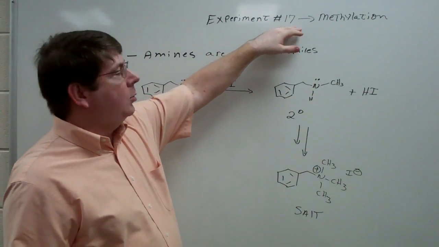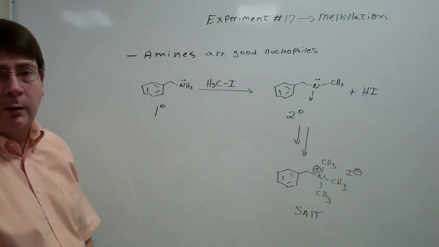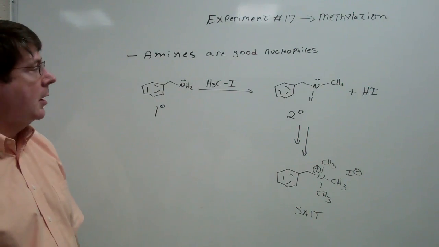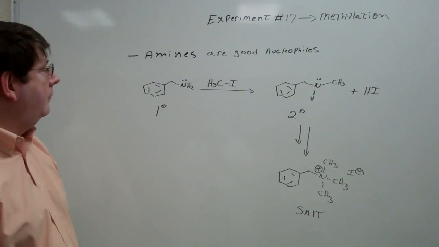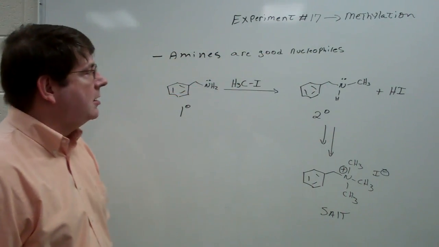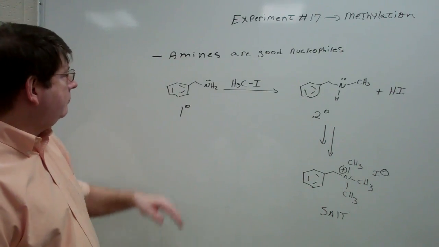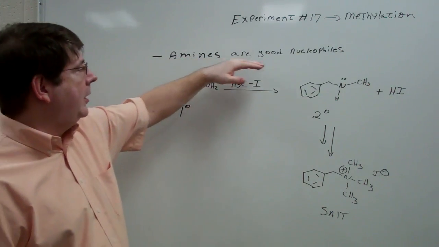This week we're going to be dealing with experiment 17, which is the Eschweiler-Clark methylation of an amine functional group. And it's a nice procedure. It allows us to methylate that amine group without over-methylating it. And it turns out that amines are pretty good nucleophiles.